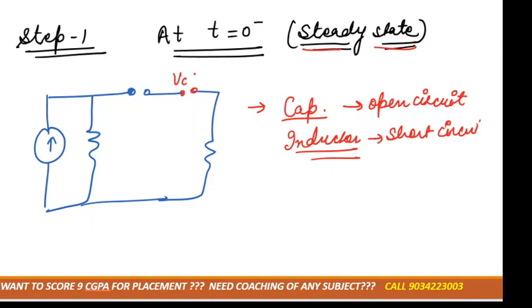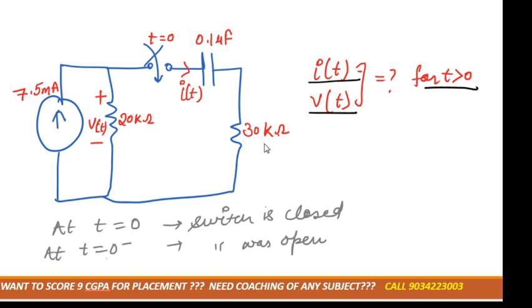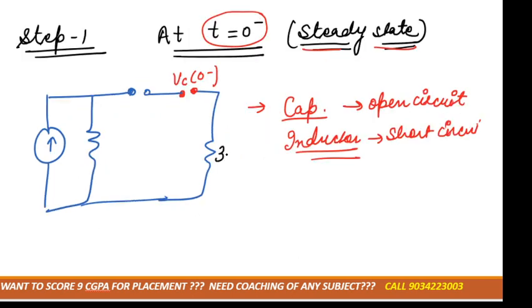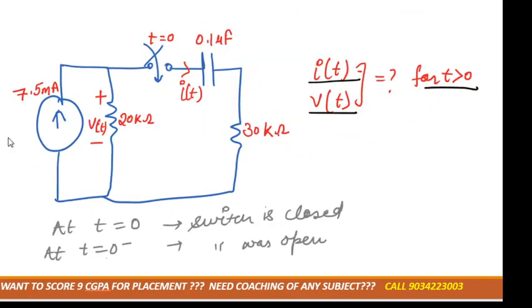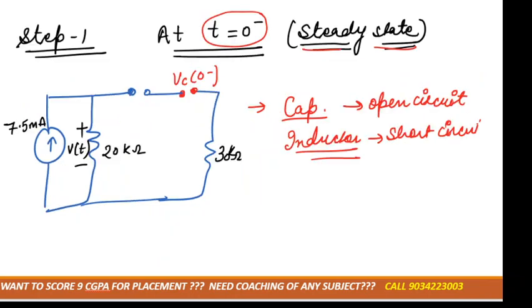We can mark this as VC(0 minus), because this is the condition for 0 minus, and at this point there is a particular voltage across the capacitor. This one is 30 kilo ohm. We can mark the values as 30 kilo ohm. If it is in kilo ohm, you have to mark it in kilo ohm only. You can't change it. Now this is plus minus Vt. What we need to calculate is v(t) and i(t). This is i(t).